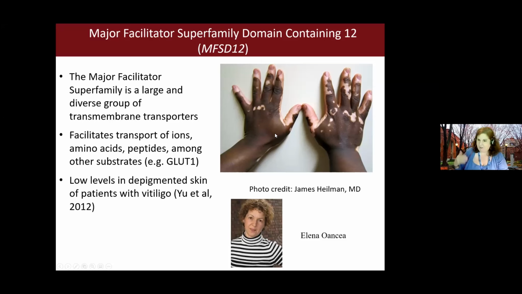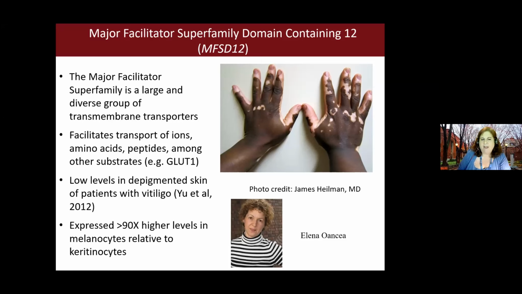And they found that the RNA levels for this particular gene were significantly different between the two, even though at the time it didn't have a name. And then our collaborator, Elena Oancea from Brown University, confirmed these results and showed that this gene is highly expressed in melanocytes, which is the cell type which contains melanosomes, which is where the pigments are produced.